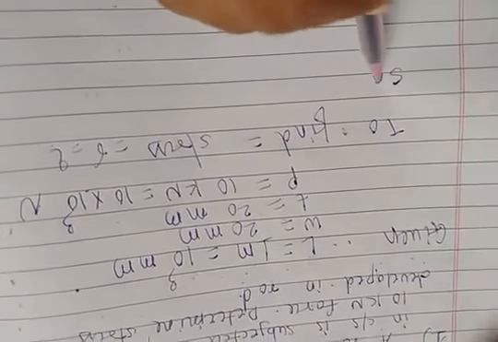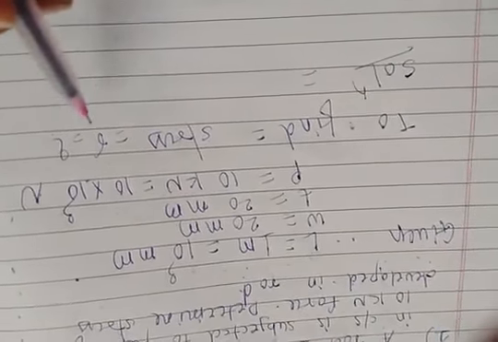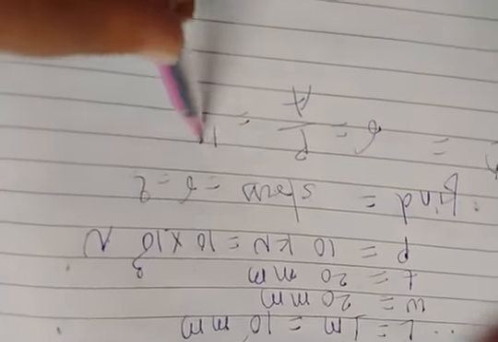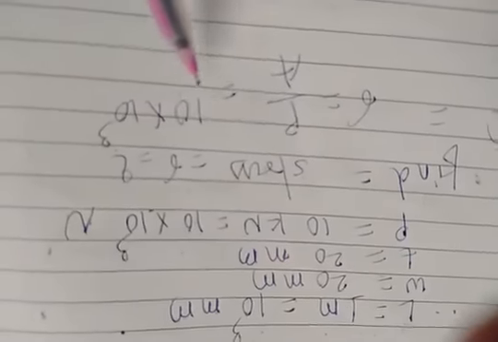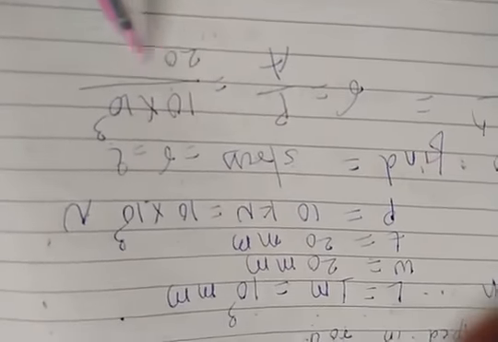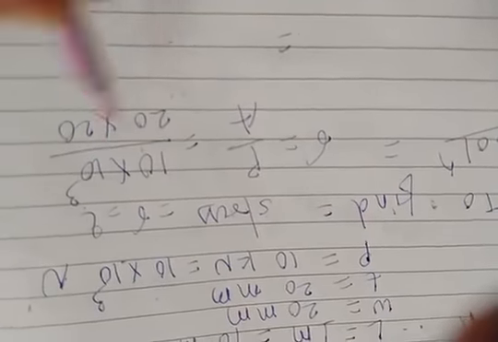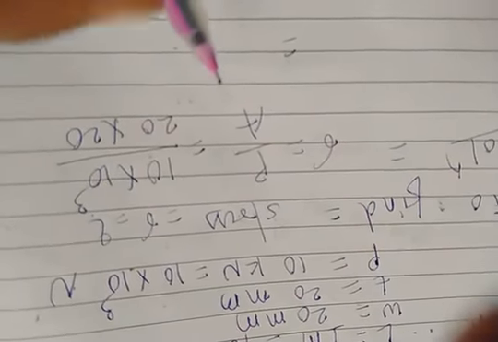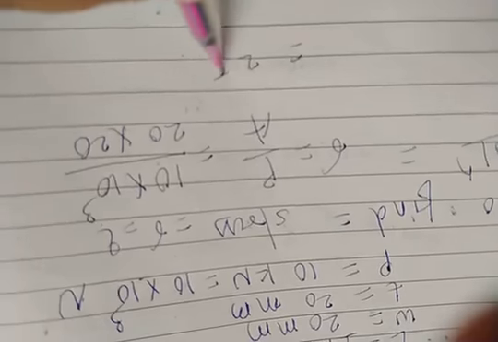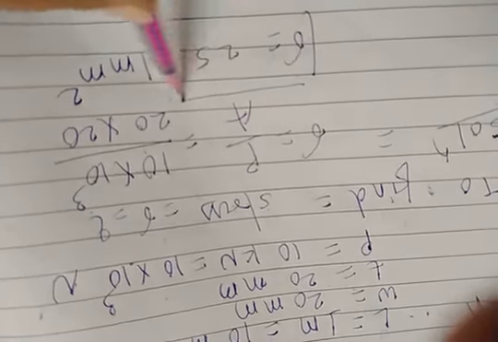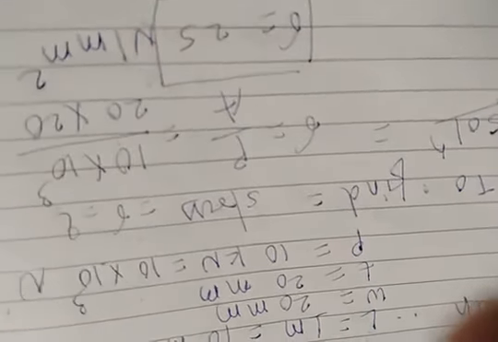Now the solution. Write down the formula for stress. We know stress is equal to load upon area. The load is given here, that is 10 into 10 raised to 3 Newton, and the area is 20 into 20. When I make this calculation, I get the value of stress as 25 Newton per mm square. So the stress is 25 Newton per mm square. Remember, this is a very simple and basic numerical.